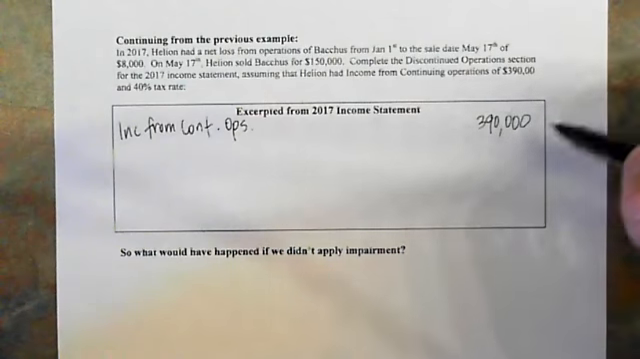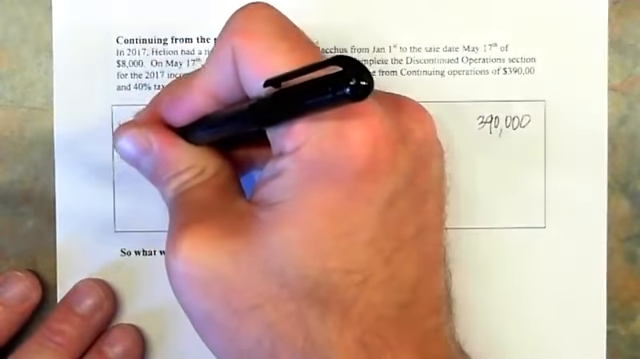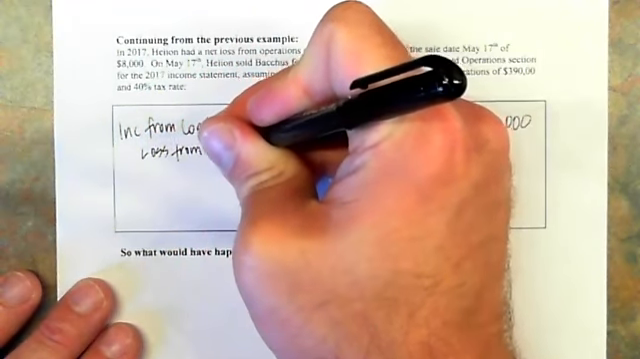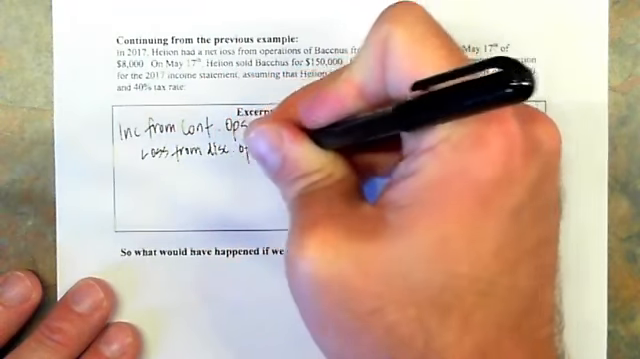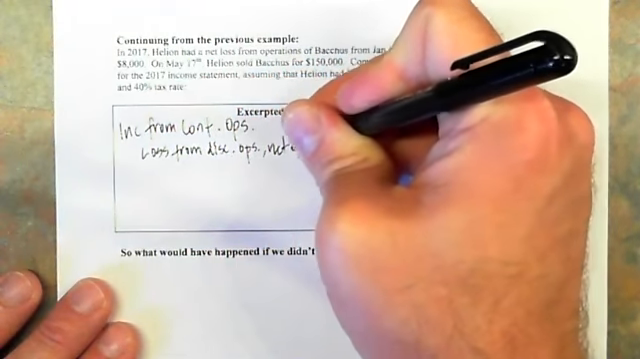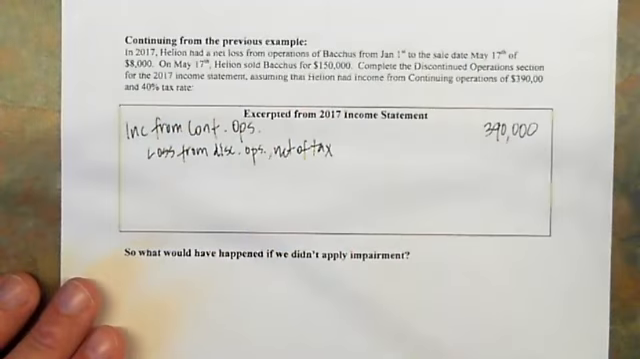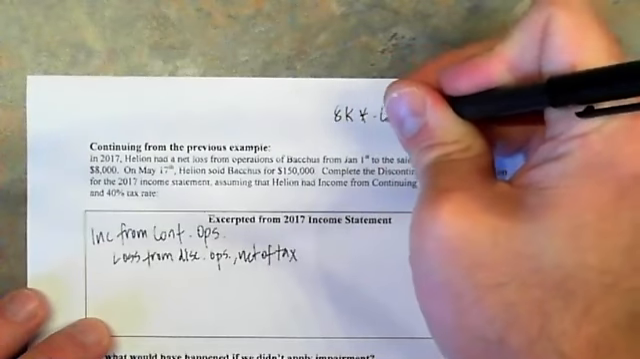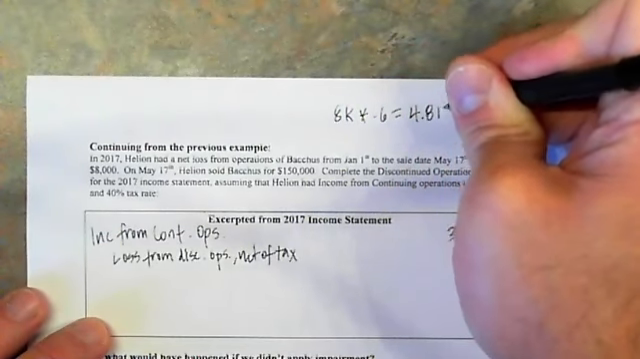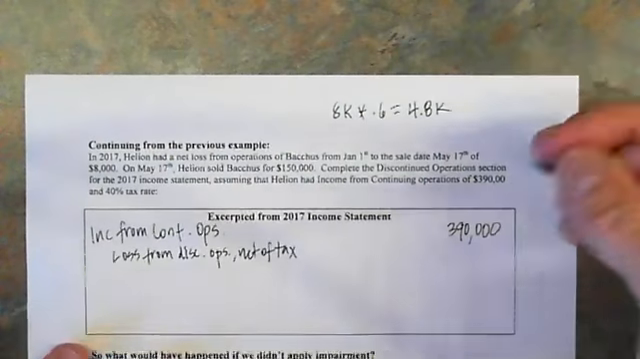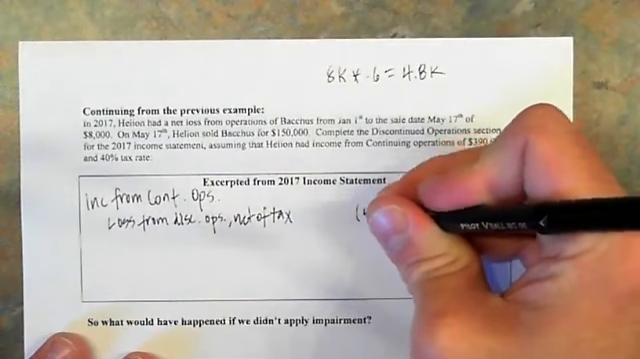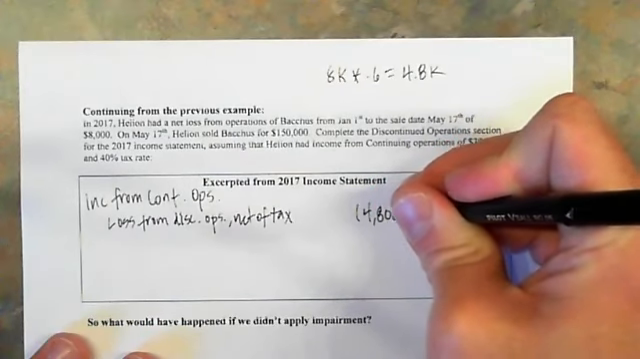Now, let's see, what else do we have here? We have a loss on operations. We don't have impairment this time because we sold it. So loss from discontinued ops, net of tax. That would be 8,000 times 0.6, which would be a $4,800 loss. Didn't do K here, so I'll just keep consistent here, $4,800 of a loss after taxes.